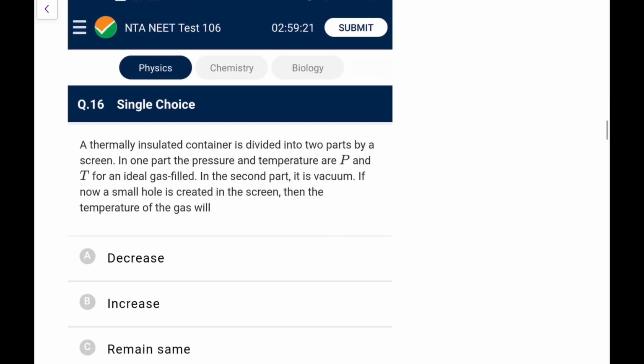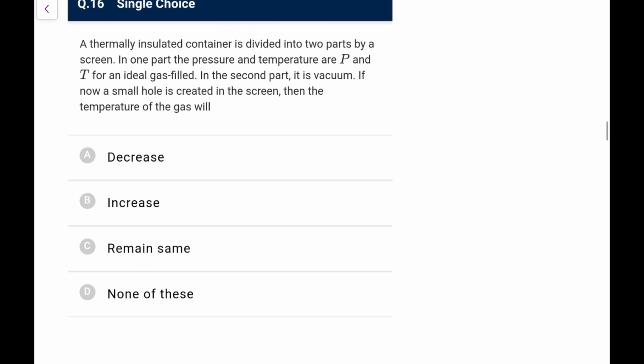Next one. A thermally insulated container is divided into two parts by a screen. In one part, an ideal gas is filled at pressure and temperature P, T. The second part is vacuum. Now a small hole is created. Then the temperature of the gas, as you know, this is free expansion. So in free expansion, the temperature will remain the same.